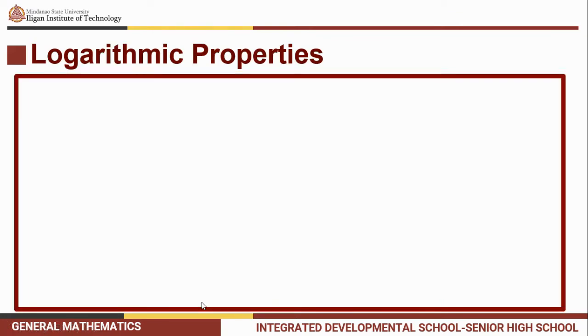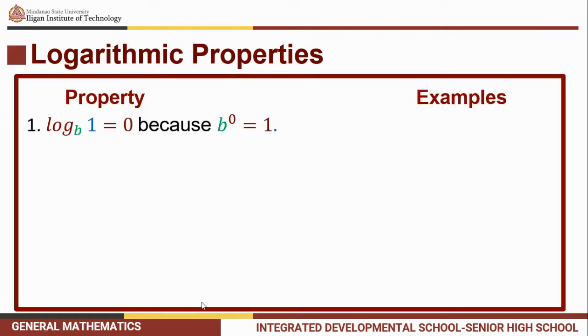Now let's discuss logarithmic properties. In property number 1, it has been stated here that if you have an x value equal to 1, no matter what the value of the base is, this is always equal to 0 because b to the power of 0 is equal to 1. For example, we have log with base square root of 5 of 1. This is always equal to 0.